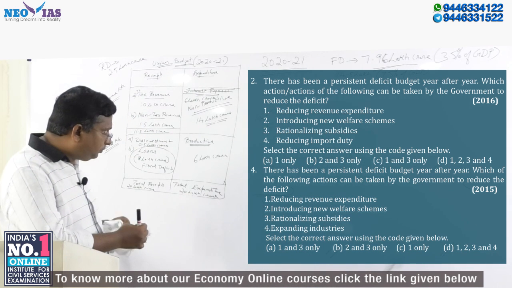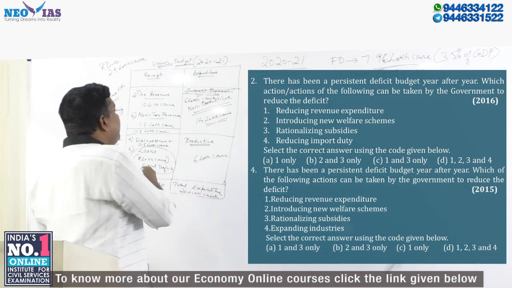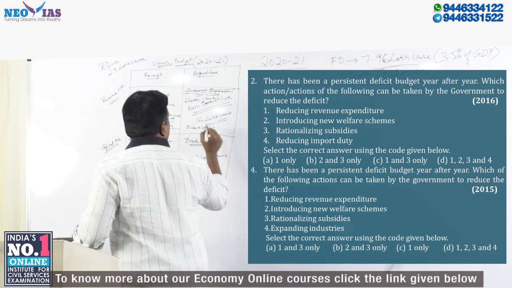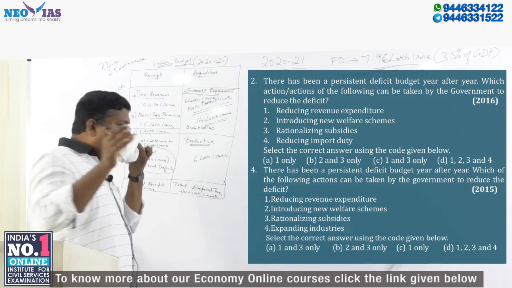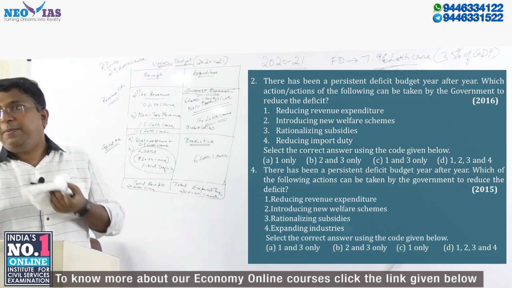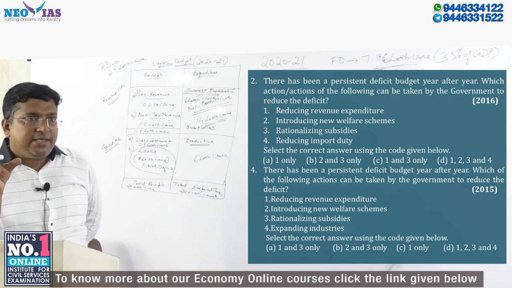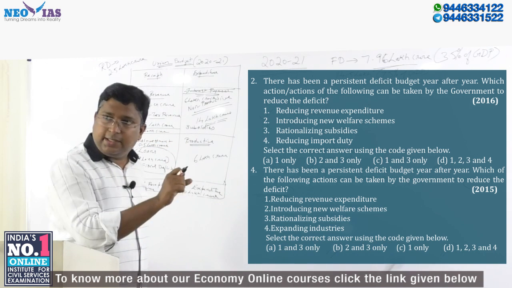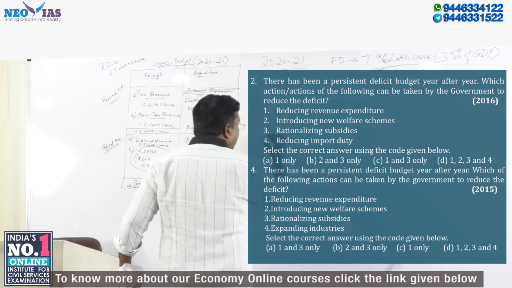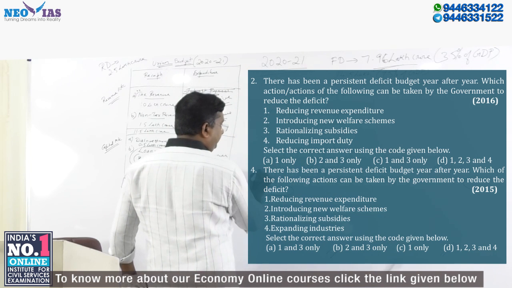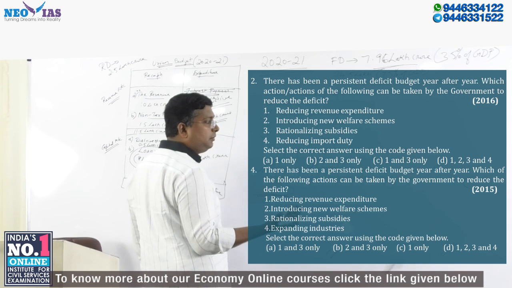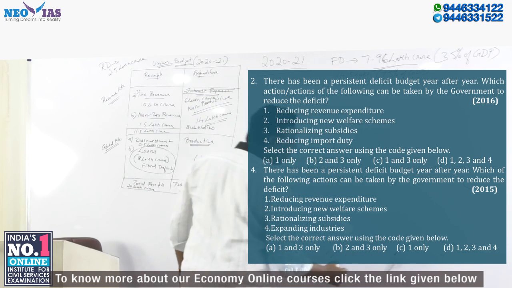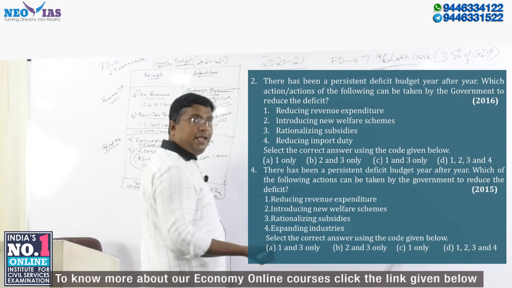Third statement. Subsidies. Where is subsidies? Subsidies is here only. Subsidies is where? Revenue expenditure. Rationalizing subsidies means reducing subsidies. Like LPG, what is happening? So by rationalizing subsidy, what you can do? You can control expenditure. So that is right. Third statement is right. So now what is left? So you can, here also, see, we can eliminate. So you got the answer.